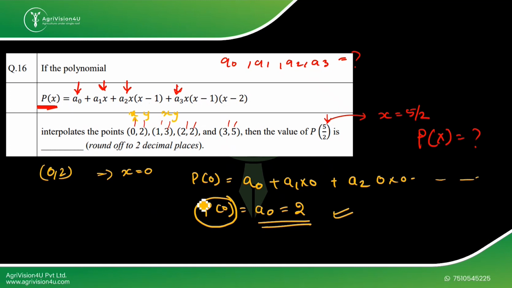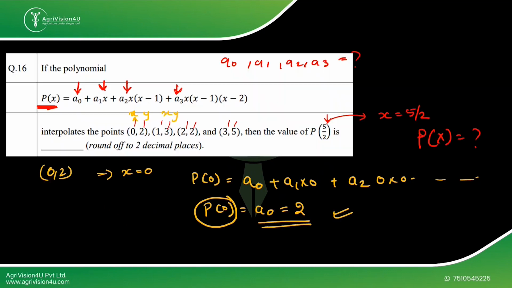Like that, you can calculate for other values as well. We will calculate it here. So if you calculate for P1, what will it be? P1 will be a naught plus a1 into 1, right? Similarly, you can write, 1 minus 1 will be 0 here.